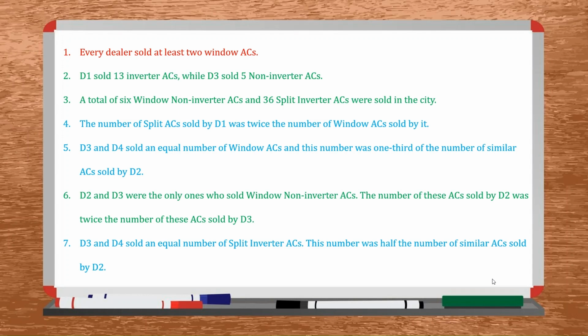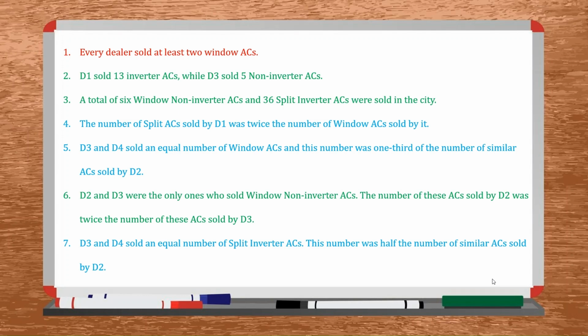Second, we have some absolute numbers. D1 sold 13 inverter ACs, while D3 sold 5 non-inverter ACs. These statements give you absolute, concrete information regarding some numbers of ACs. Similarly, statement 3 is also an absolute statement. Statements 4 and 5 are more of comparative statements. For example, the number of split ACs sold by D1 is twice the number of window ACs sold by it. So if one of them is X, the other would be 2X. So these are the comparative statements.